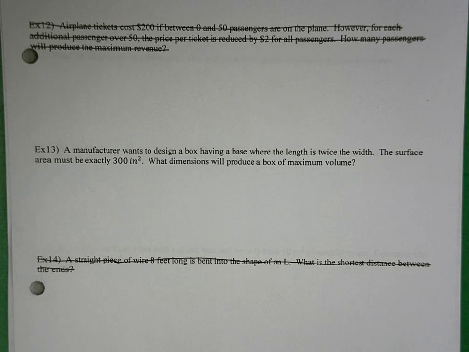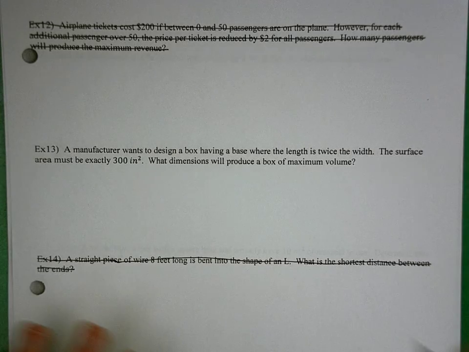Okay, so the first one we're going to look at here is example 13, which says, a manufacturer wants to design a box having a base where the length is twice the width. The surface area must be exactly 300 inches squared. What dimensions will produce a box of maximum volume?